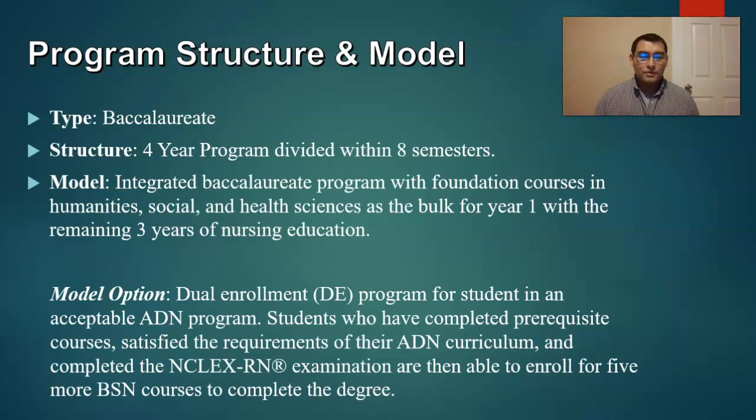An additional model option I would like to have would allow for a dual enrollment. This would allow for students currently enrolled in acceptable ADN programs who have also completed their prerequisite courses and satisfied the requirements of their ADN curriculum and completed the NCLEX examination and successfully passed. They would then be able to enroll for 5 more BSN courses, and once the rest of the requirements have been fulfilled, they would be able to obtain their BSN degree.